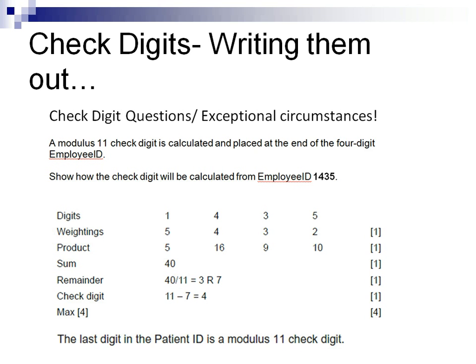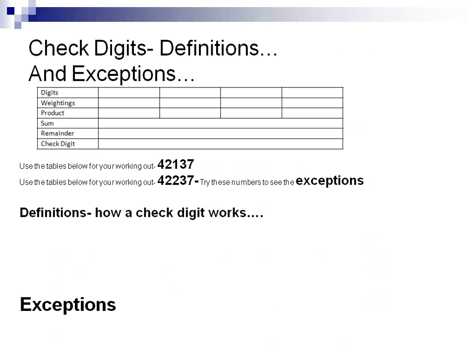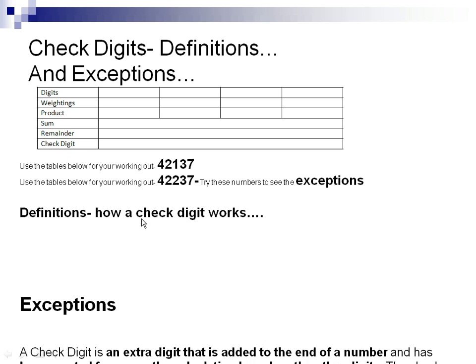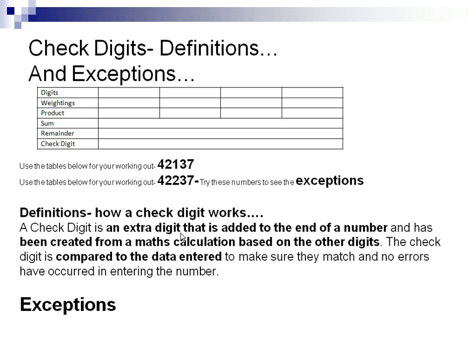It's very important that you write out all these headings here, because you're going to get marks for them. There are 2 exceptions to the rule, and I'll talk you through them in a second. But again, just to summarise, we're going to have to write out the digits, the weighting, the product, the sum, the remainder, and then the check digit. How a check digit works: a check digit is an extra digit that is added to the end of the number. It's created from a maths calculation based on the other digits. The check digit is compared to the data entered to make sure they match and no errors have occurred in entering the numbers.